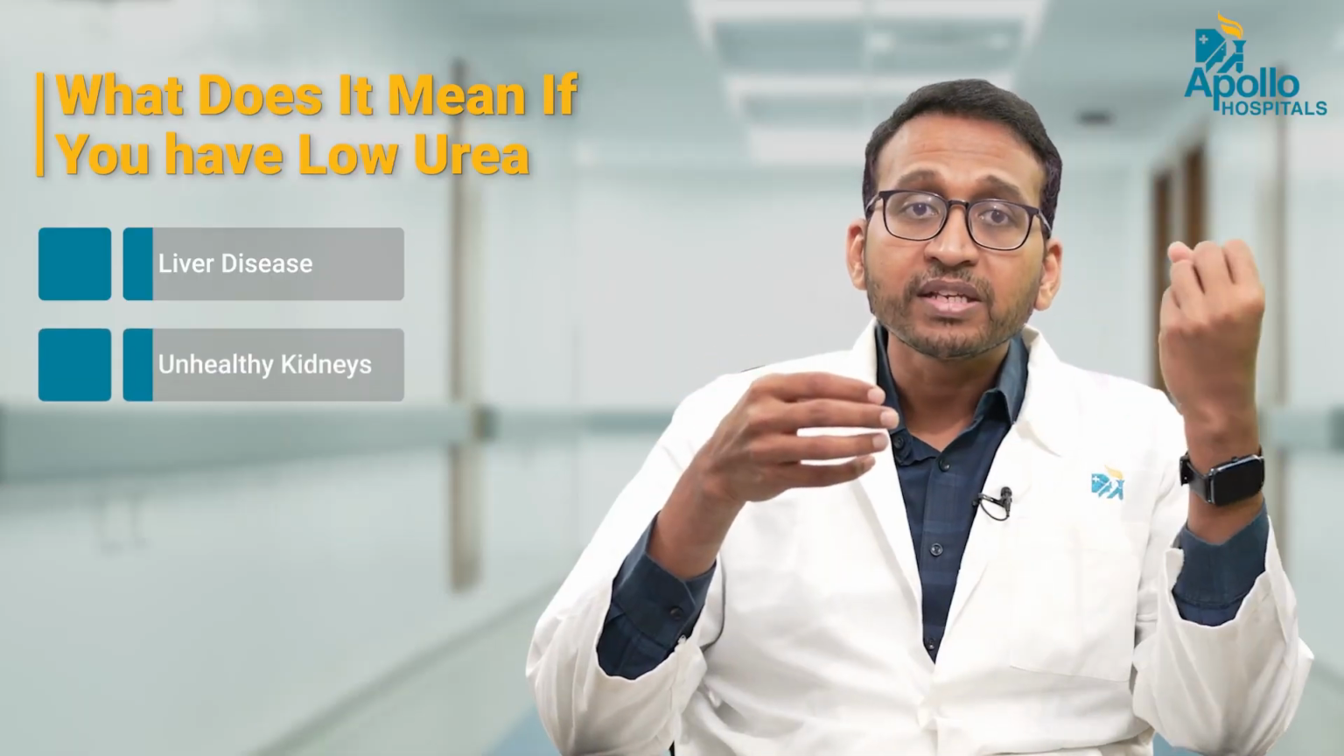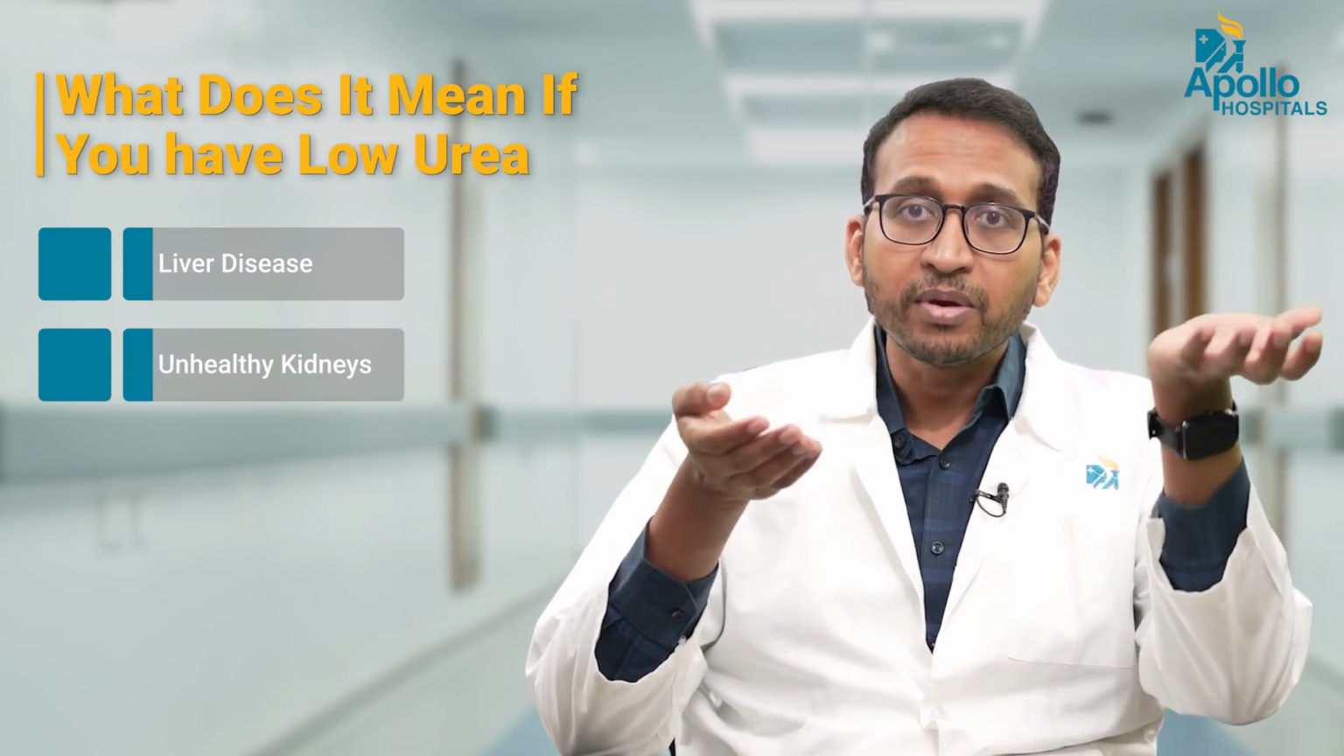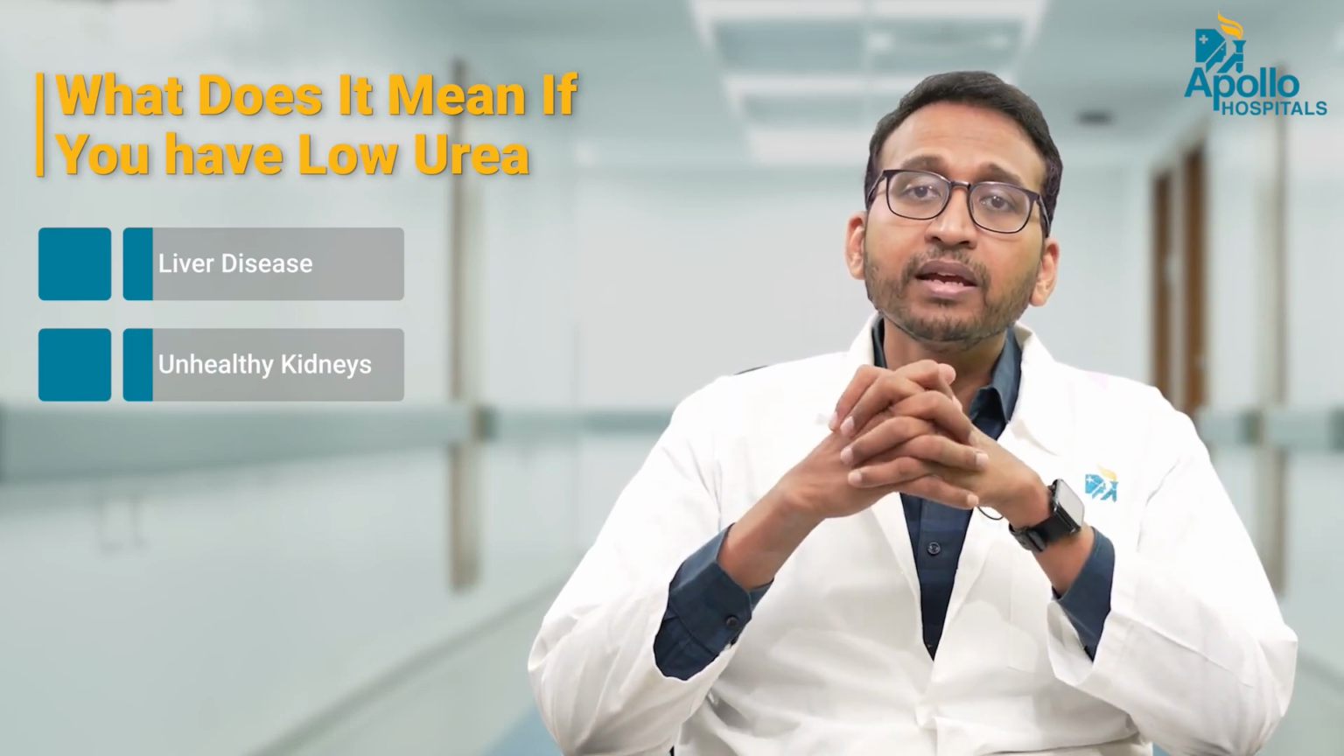That doesn't mean that your kidneys are healthy, but because the production factory is not there, your urea will be low despite where it is supposed to be high. So these are the conditions where the urea is low and urea is high, irrespective of the creatinine. But generally, what we have to remember is that urea and creatinine go hand in hand.